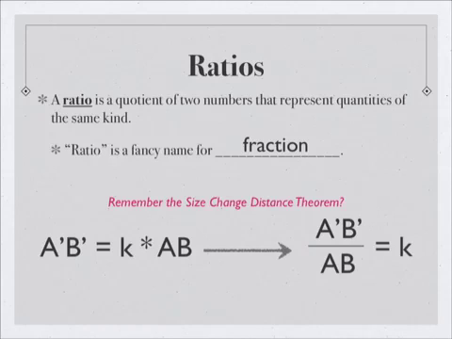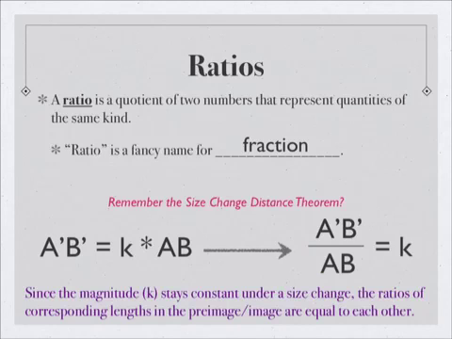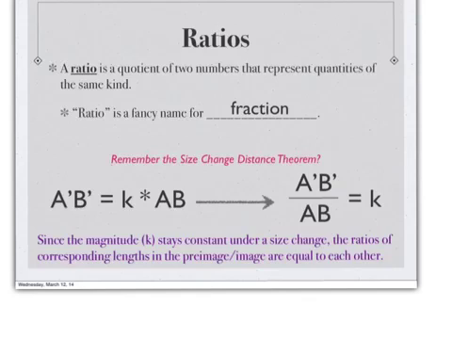All right. That K value can also be called a ratio of similitude. Since the magnitude K stays constant under a size change, any piece of the figure that you look at, that K value will be the same. The ratios of the corresponding lengths are always equal to each other.